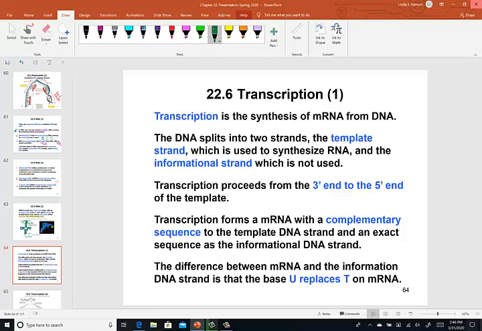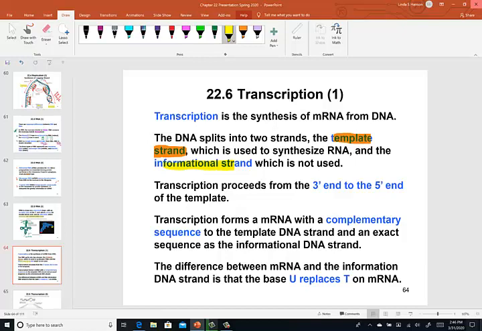We said that when the DNA splits into two strands, it serves as a template. And that template strand is then used to synthesize the single-stranded RNA molecule, and the informational strand is not used. Two key words: template strand synthesizes RNA. The informational strand is not used when synthesizing RNA. So DNA is two-stranded. One strand is used to read, to code for RNA. The other strand is not.